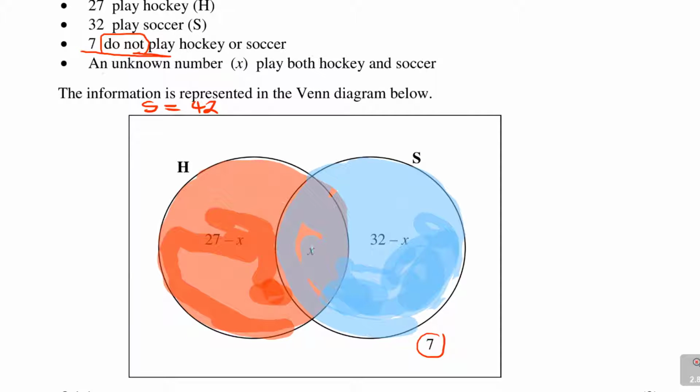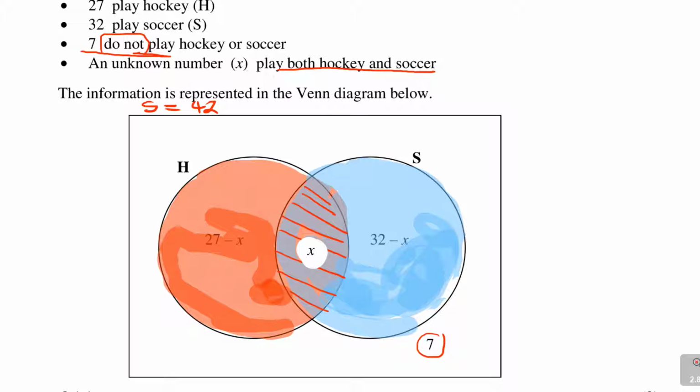And then an unknown number X play both hockey and soccer. So you can see that this is the special area which is here. You can see that even when I was shading, I had to come twice with the one playing hockey and the other one playing soccer. So let me just open it up. So that's the part to say they play both.